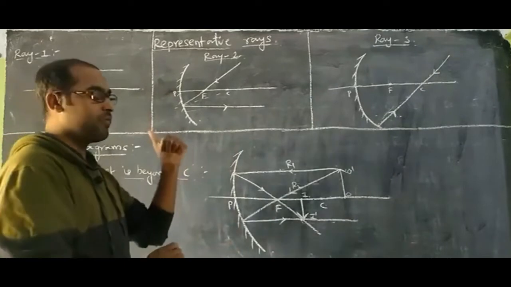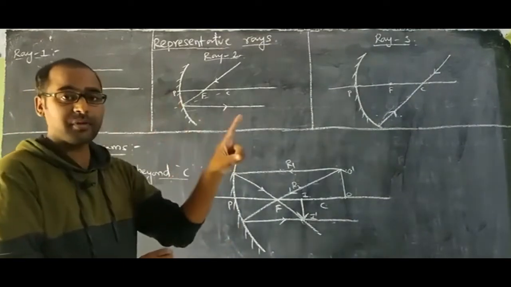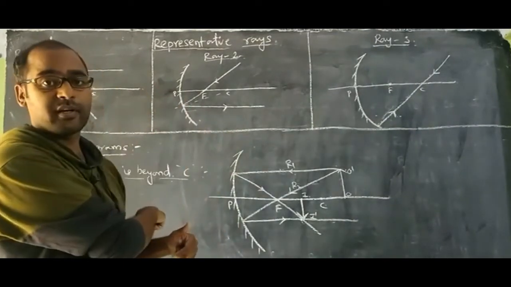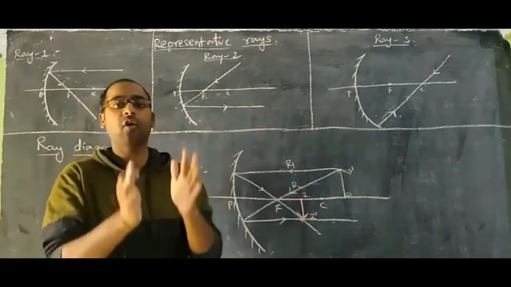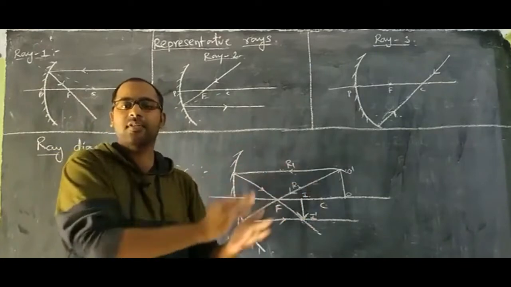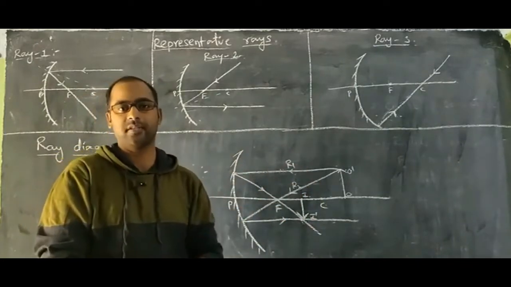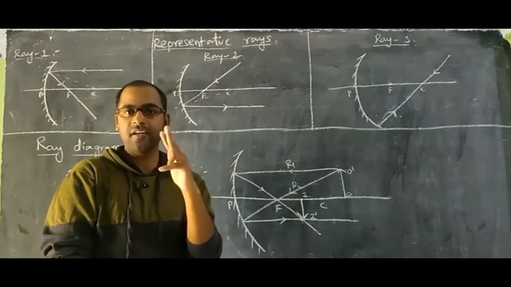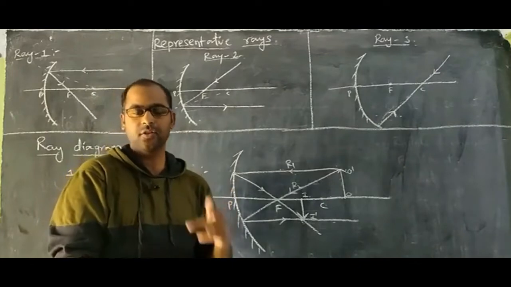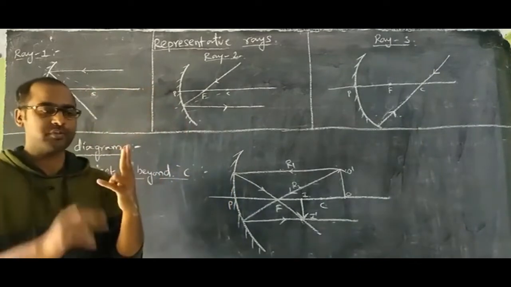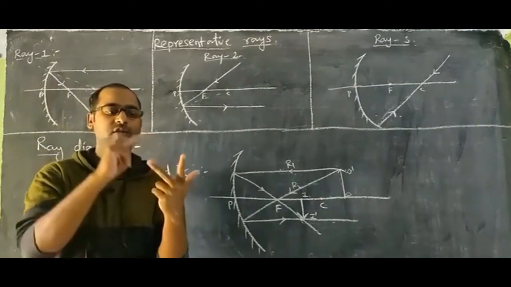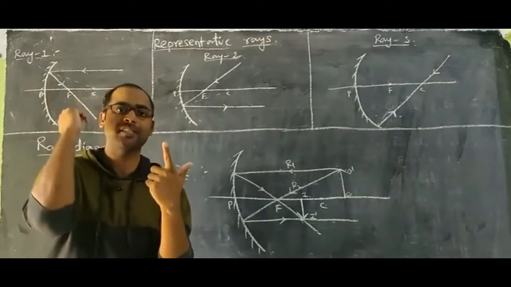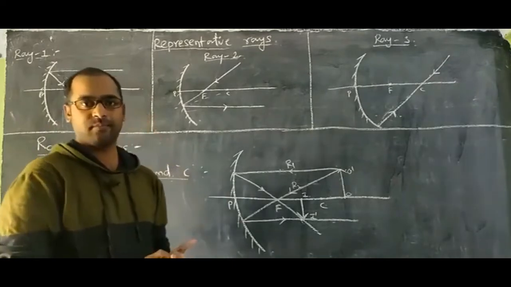In the case of convex mirrors, the same tree image is formed inside the mirror, right? The images which cannot be caught on a screen are called virtual images. Remember, images are of two types: real image and virtual image. A real image can be taken on a screen. A virtual image cannot be taken on a screen but can be seen only in the mirror itself.